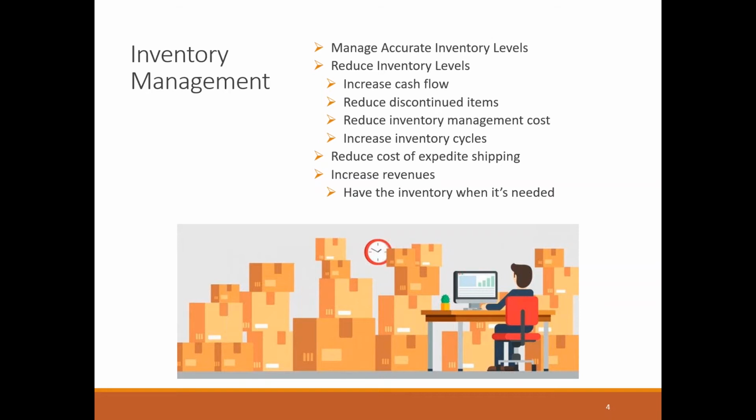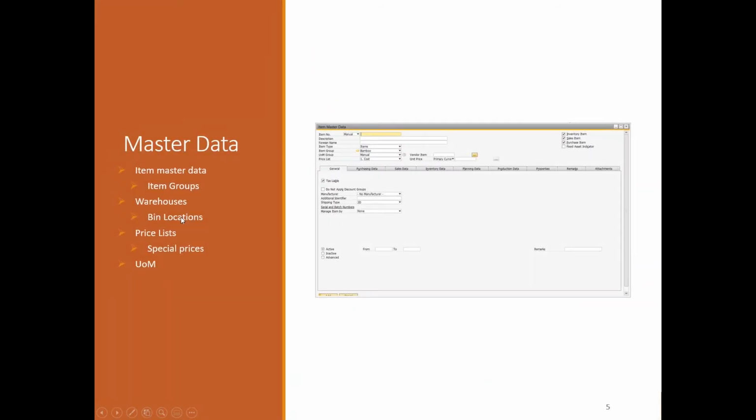Two other areas: if you are able to maintain as low inventory as possible, it frees up cash flow for other business operations. And of course, it can increase revenue. If you have the inventory when your customer needs it, there is less chance that they're going to go to the competitors and things of that nature. So inventory is a very important aspect of any distribution or manufacturing business. We're looking to ensure that you know how the system works and how to utilize it to your benefit. We're going to start with master data.